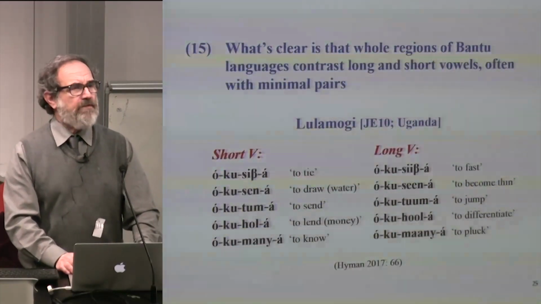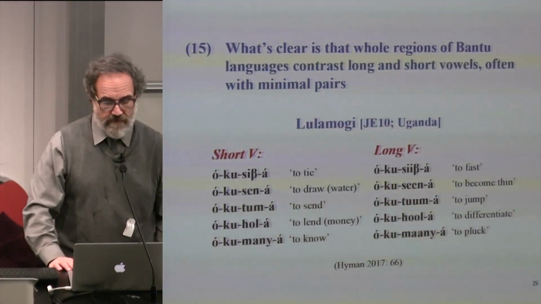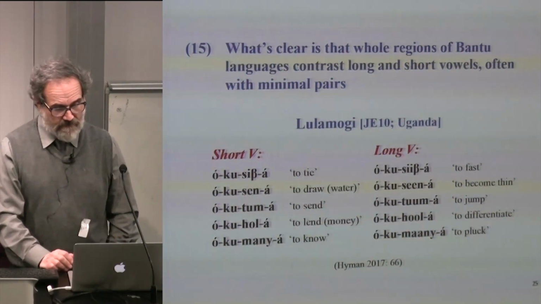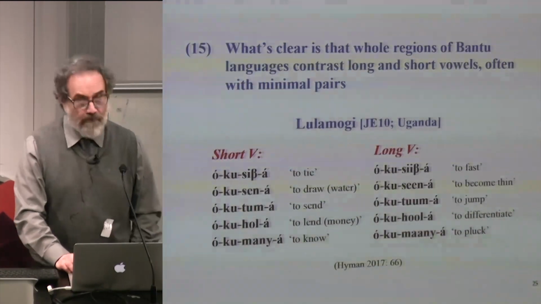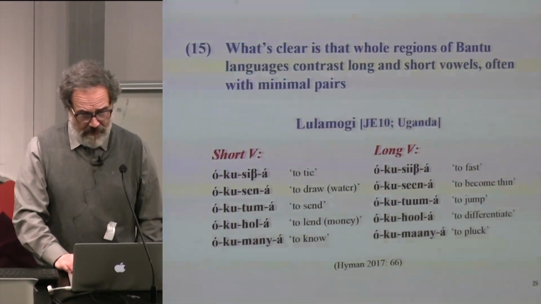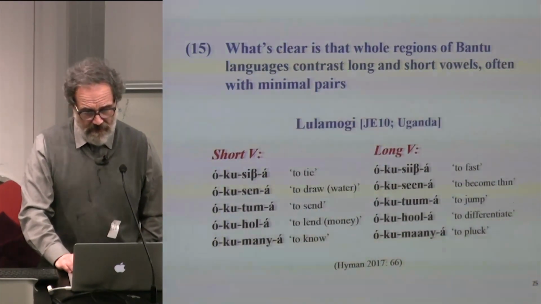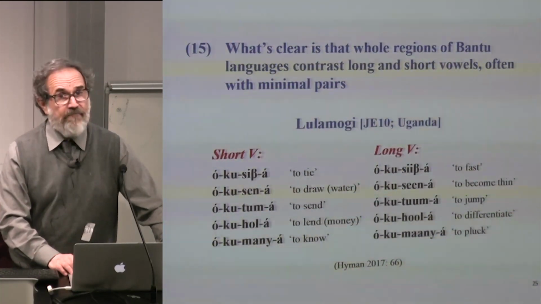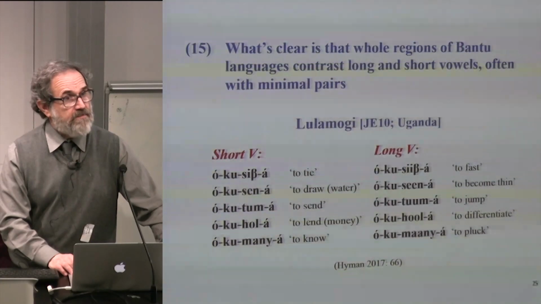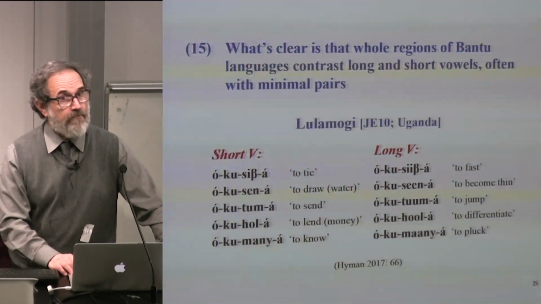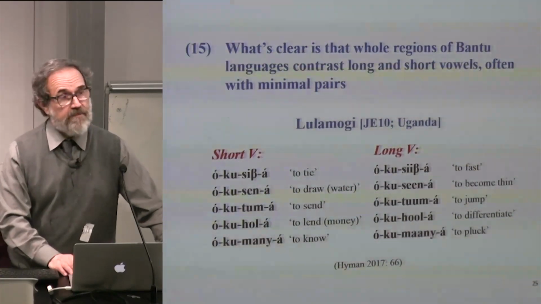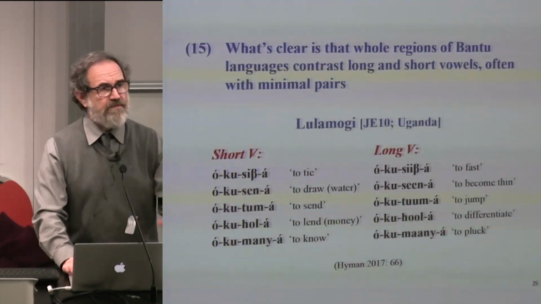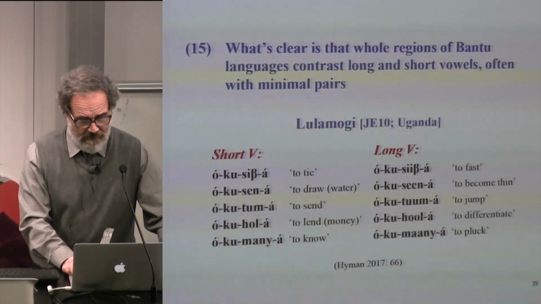Okay, but what's even more clear than that, and important for what we have to discuss here, is that whole regions of Bantu languages contrast long and short vowels, often with minimal pairs. And here I show you some forms from Lulamogi, which I've worked on recently, also from Uganda. Importantly, these show the five vowels of that language contrasting length on roots. And in fact, the whole idea of the original contrast is that vowel length contrasted only on roots, not on prefixes or suffixes. I don't remember seeing anyone say that explicitly, but by the forms that have been reconstructed, that seems to be quite general.